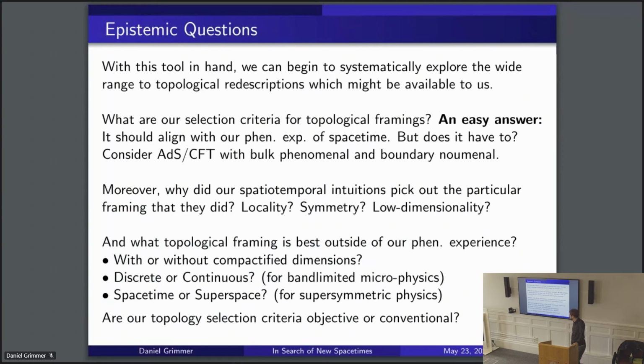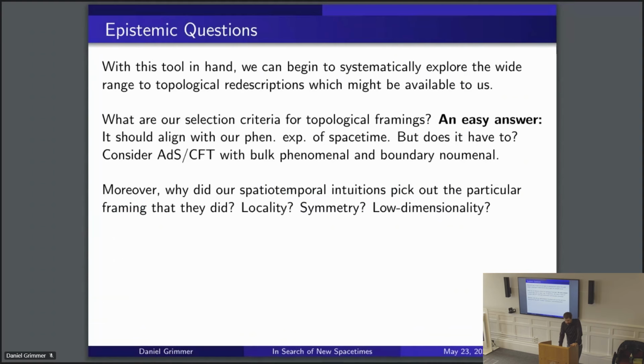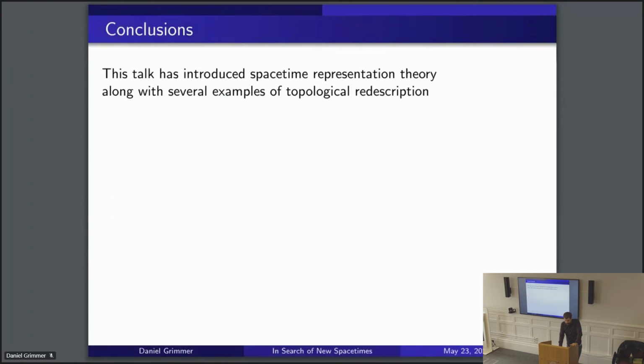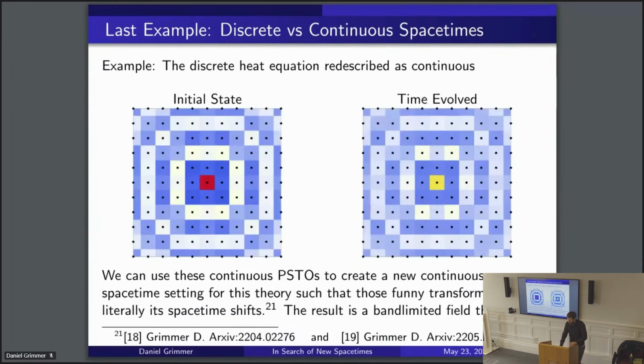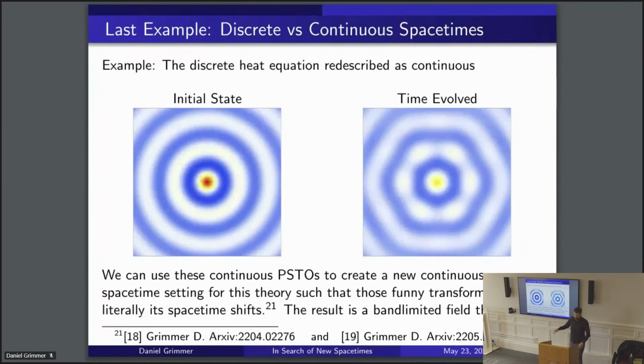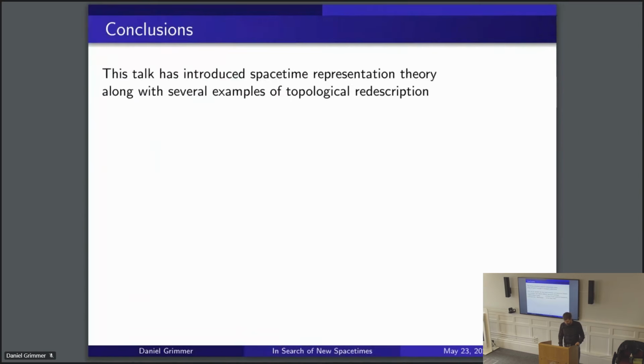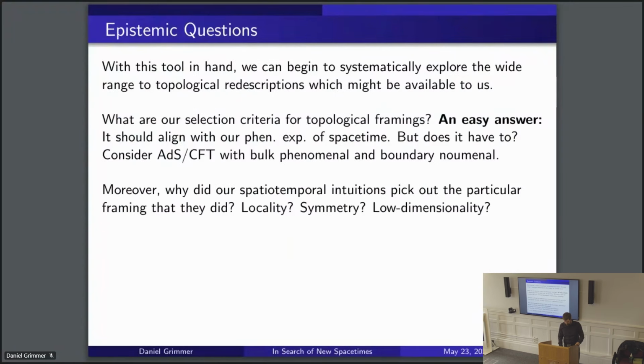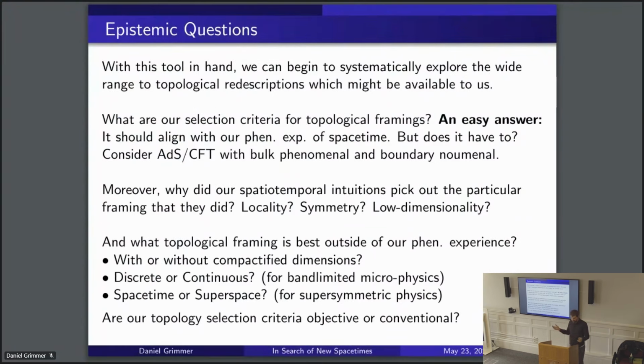A few of them are outside of my scope at the moment, but is our topology selection criteria objective or conventional in these regimes? Sorry, for band limited, you mean there's a UV and an IR cutoff? I'm just a UV cutoff. Yeah, so when you do this discrete to continuous redescription, it ends up with a band-limited theory. I forgot to mention that. But that's a very important thing. But you could always represent things in this way. Right? And so are they objective or conventional? How do we come to pick the particular one that we've come to pick?